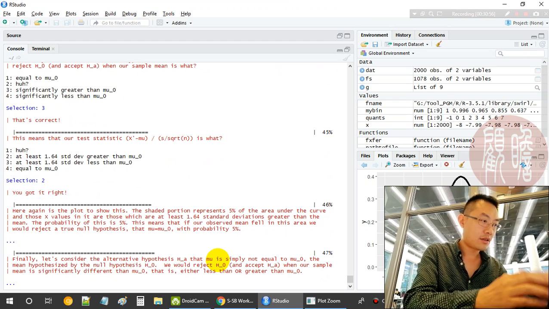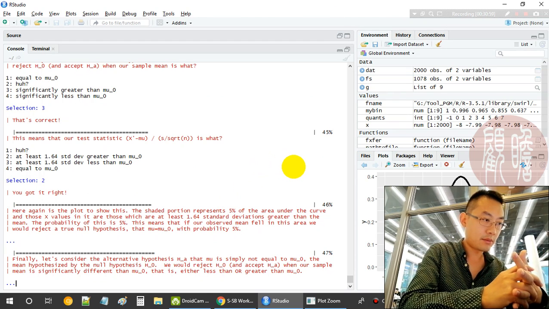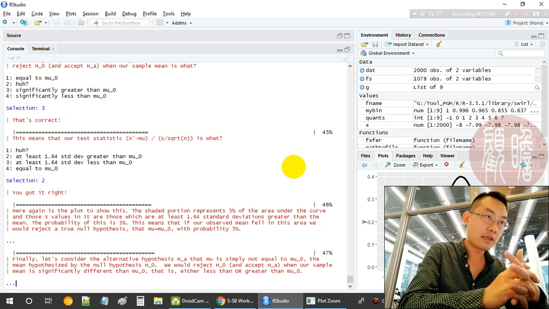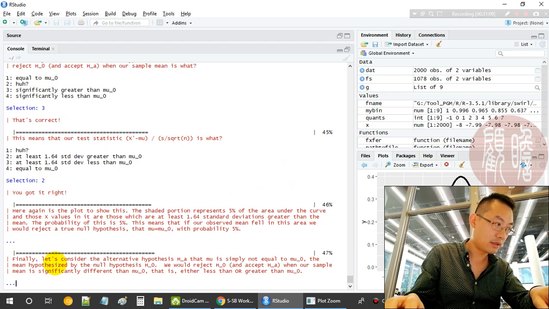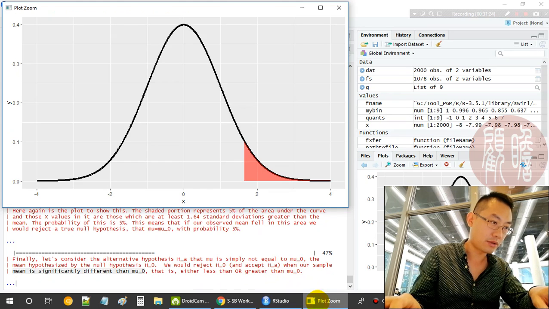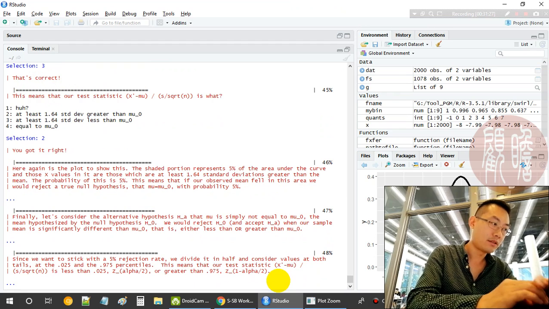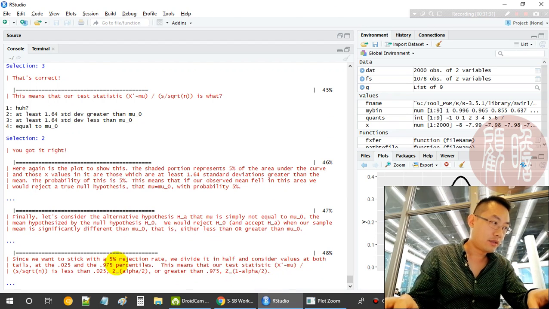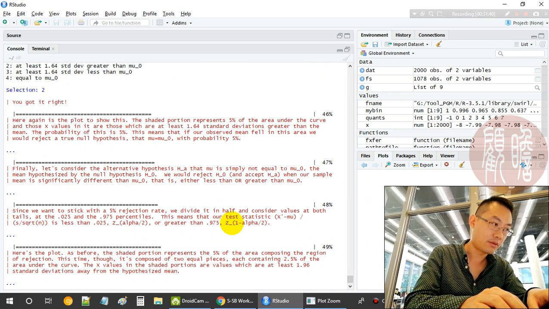Okay, finally, let's consider the alternate hypothesis HA, that mu is simply not equal to the hypothesized mean; the null hypothesis is H0. We'll reject H0 and accept HA when our sample mean is significantly different from, that is, either less or greater than mu 0. So this is a two-tailed test. Since we want to stick with a 5% rejection rate, we divide it in half and consider values at both tails, either greater or smaller.